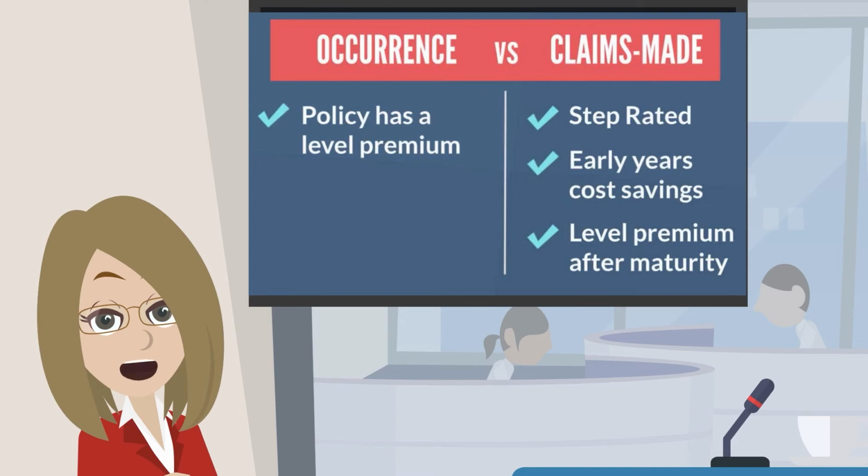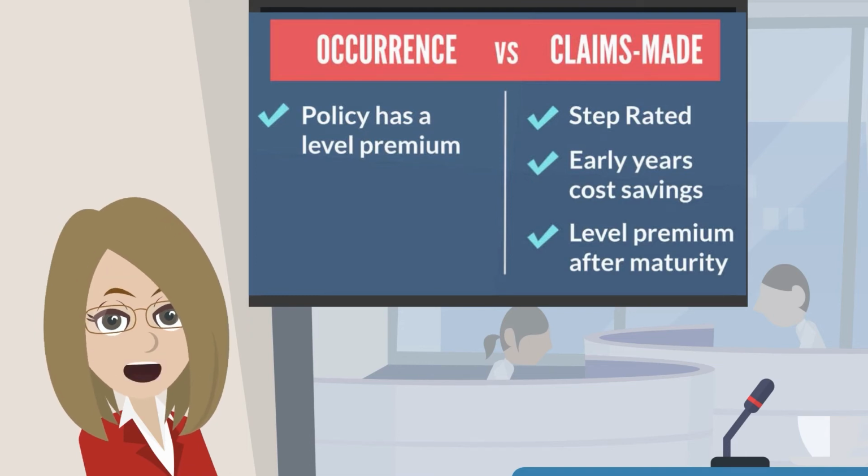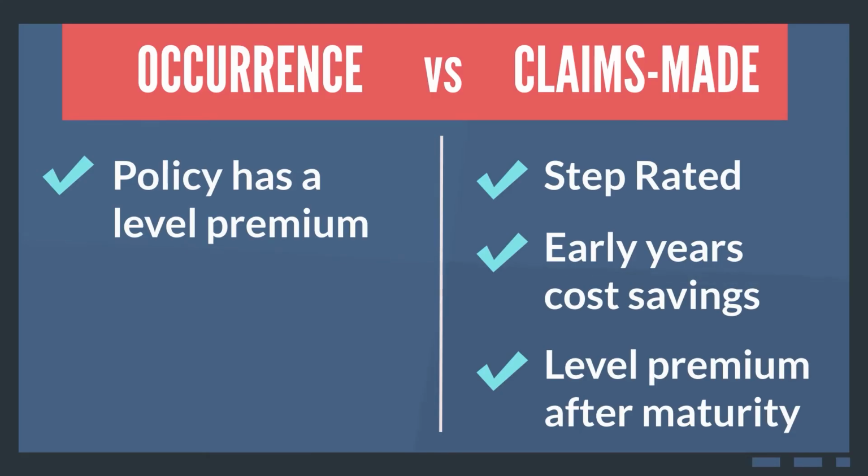Occurrence policies have a level premium and claims-made policies are step-rated. The step rating gives you cost savings in the earlier years when starting a new practice, and increases each year as the number of patients and exposure grows. Most claims-made policies mature at year 4 or 5 where the premium levels.